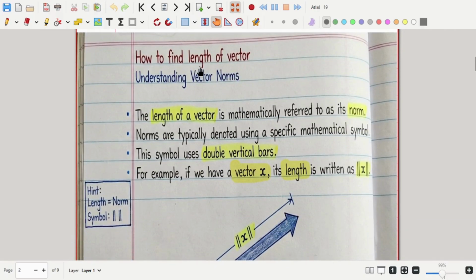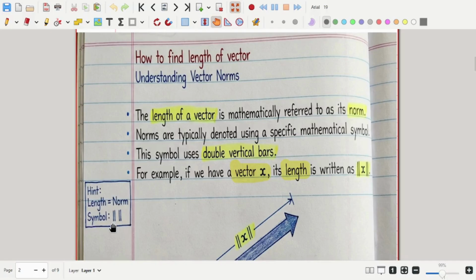How to find the length of the vector? Length of the vector is mathematically referred to as a norm. Norm means length of the vector, and it is typically denoted using a mathematical symbol. This symbol uses a double vertical bar. Double vertical bar indicates the norm.